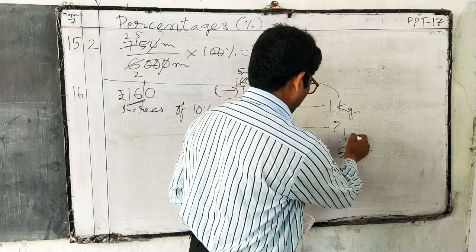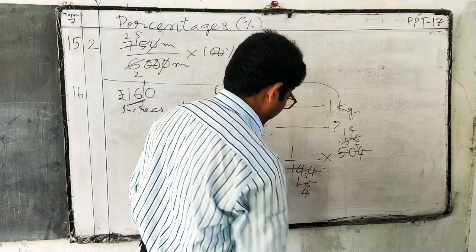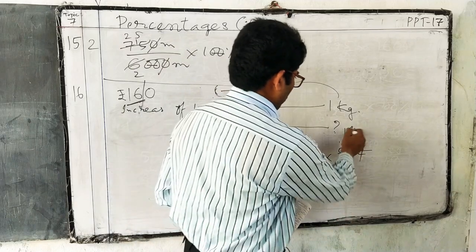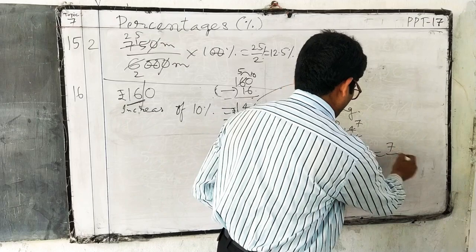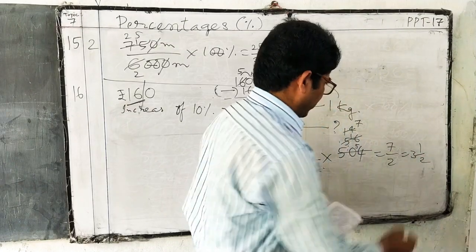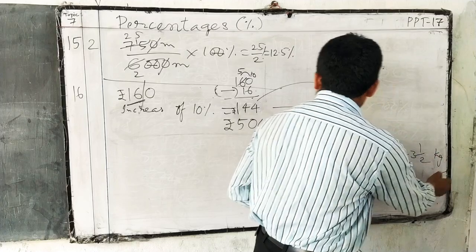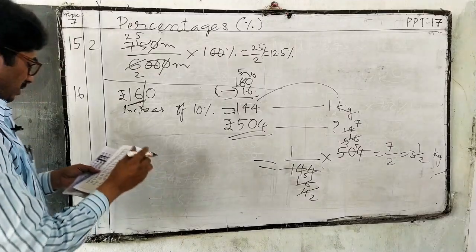4 1s are 4, 4 4s are 16, and 2 7s are 14. So 7 by 2 is 3.5. 7 by 2 means 3.5 kgs we can buy using 504 rupees. So option 1.